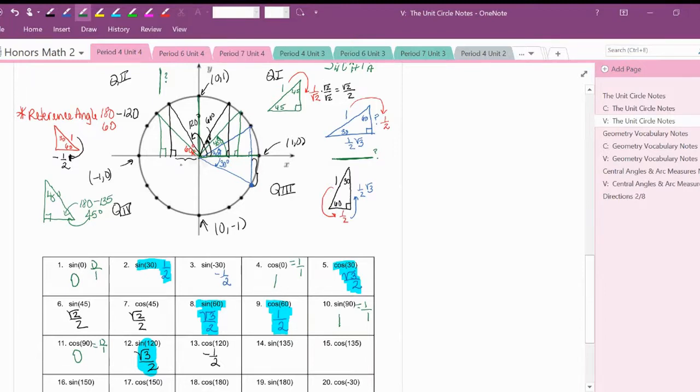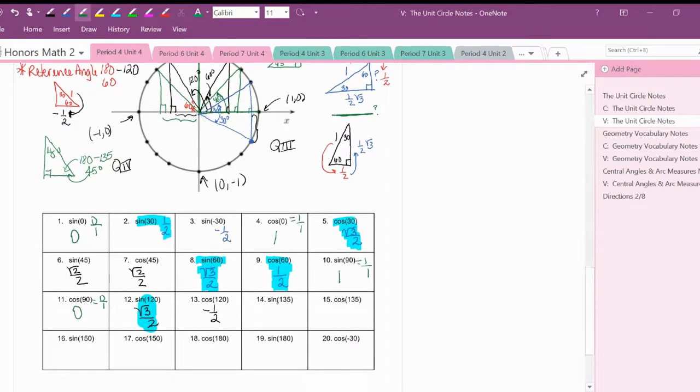But again, the adjacent side is going to have a negative in front of it, because we know those x values on that part of the x-axis are negative. So the values are going to be the same: square root 2 over 2, square root 2 over 2, but the cosine is going to have to be negative.